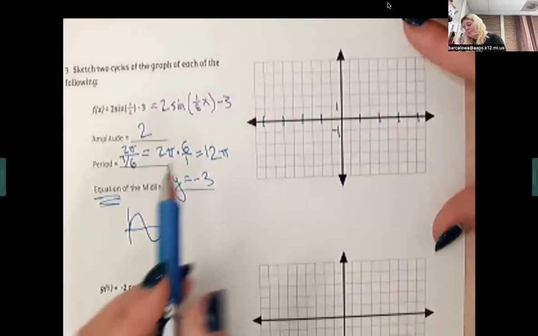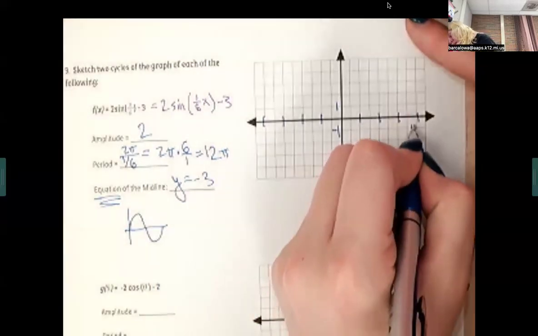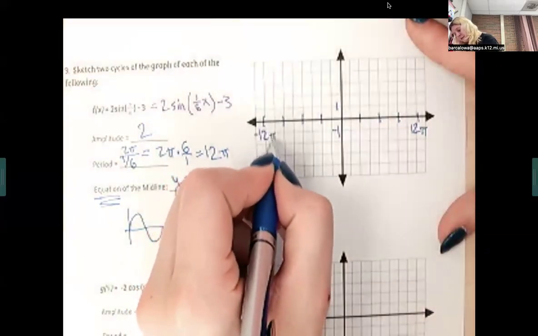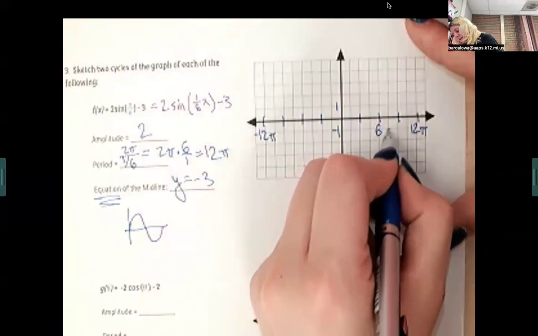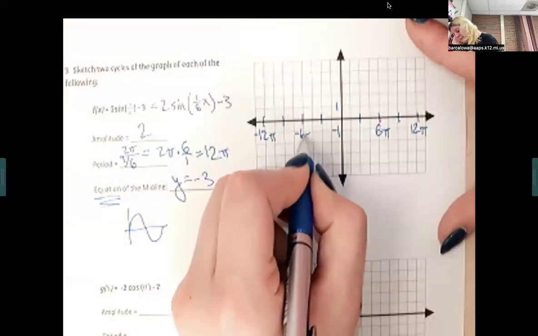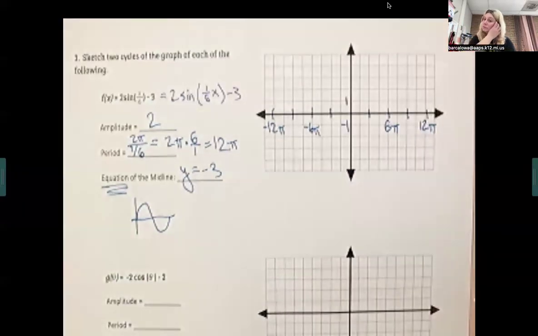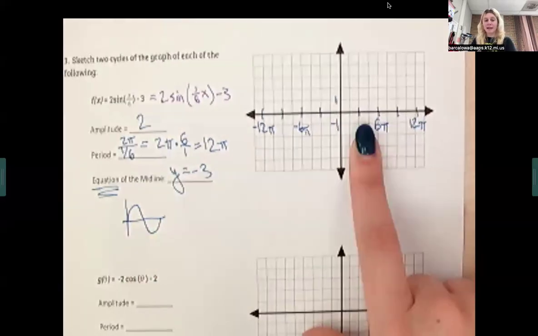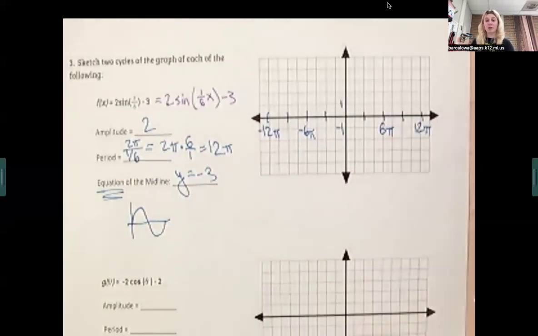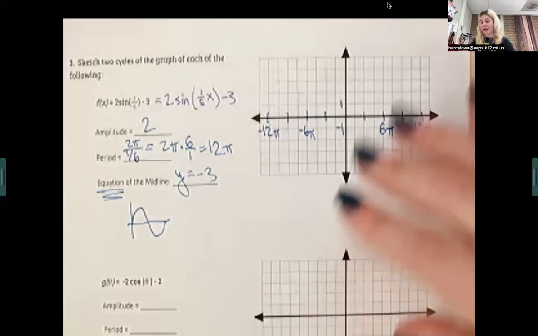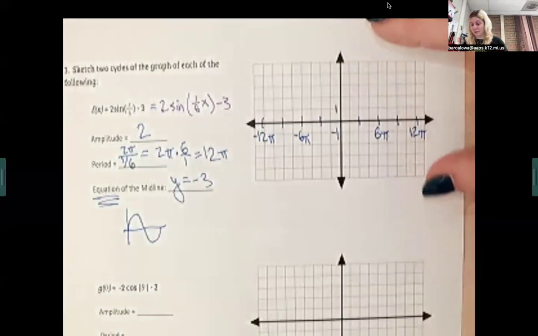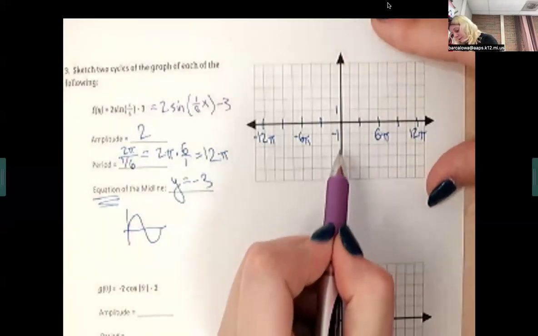All right, now I need to label. Period, 12 pi. Okay, there's also -12 pi here. Okay, halfway to 12 is 6. So 6 pi, -6 pi. All right, now we've done information gathering. We've labeled our axes. The first thing you need to graph is your midline. Everything on your equation, everything on your graph is based around your midline. Okay, so at -3, so 1, 2, 3.